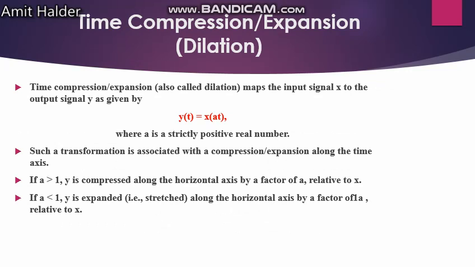There is a time compression or expansion, or dilation. Time compression or expansion, also called dilation, maps the input signal x to the output signal y as given by y(t) is equal to x(at), where a is a strictly positive real number. That is a condition of time compression or dilation. Such a transformation is associated with a compression and expansion along the time axis. If a is greater than 1, y is compressed along the horizontal axis by a factor a relative to x. If a is less than 1, y is expanded, that means stretched along the horizontal axis by a factor of 1 by a relative to x.